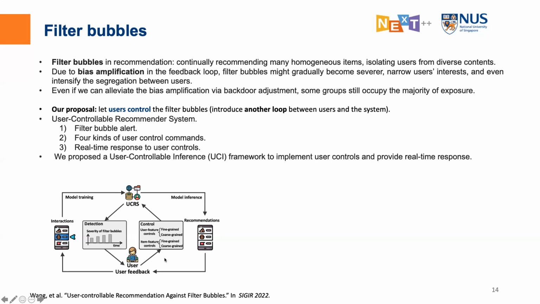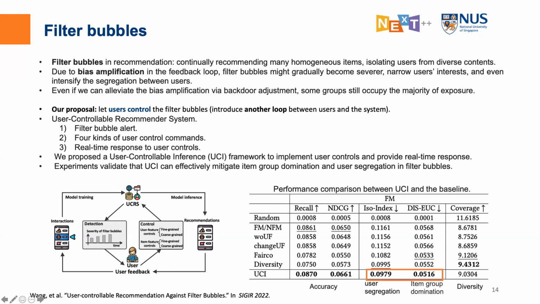This is the original feedback loop between the user and the recommender model. In the outer loop, the recommender model exposes some items to the users, and then the users give feedback. The feedback is collected to retrain the model, right? This is the feedback loop. And we introduce another loop between the user and the recommender model. It means that users can give control commands to the recommender platform, and the platform can adjust the recommendations in real time based on the user controls.